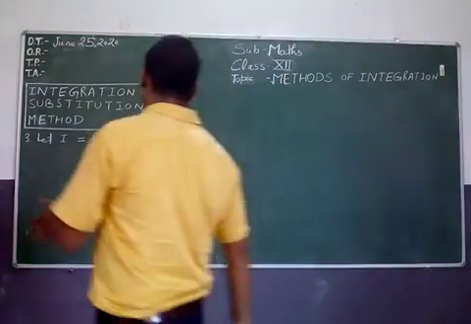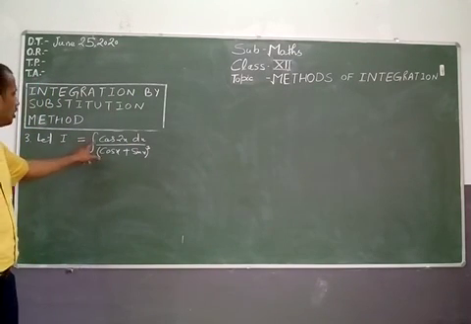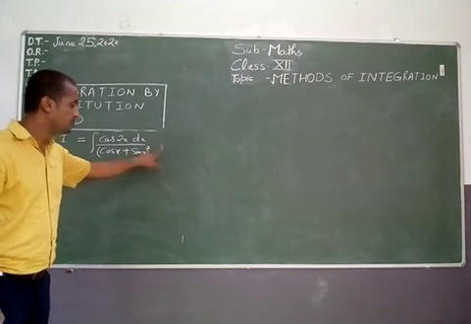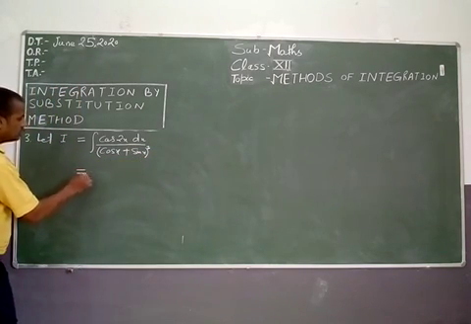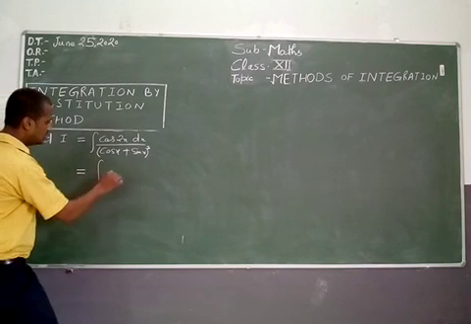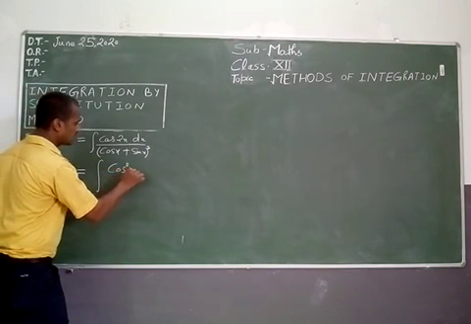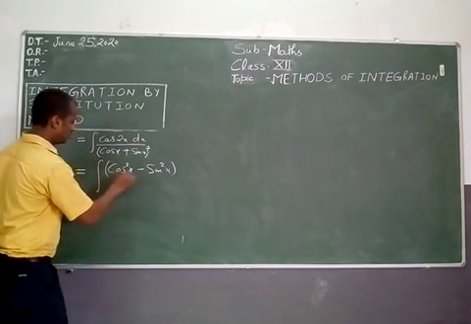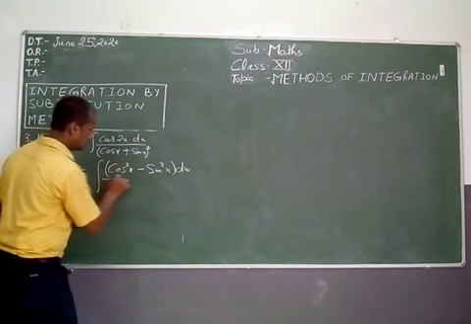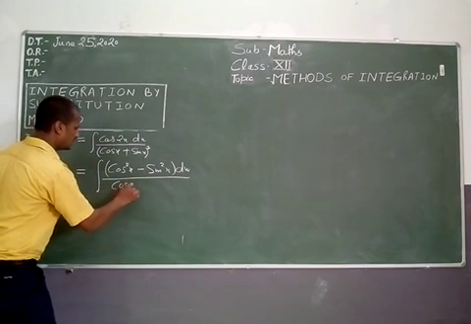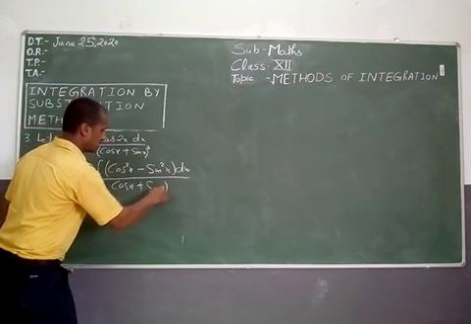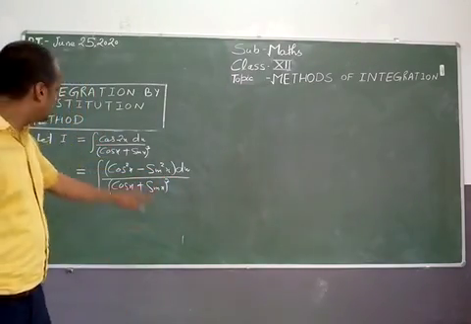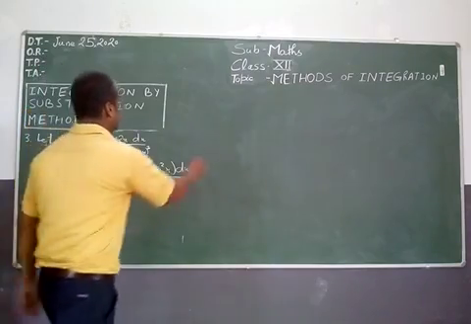Next example we have integrate the function in the form of cos 2x into dx upon cos x plus sin x whole square. We know that the identity of cos 2x is cos square x minus sin square x, we can write here, upon cos x plus sin x whole square. Cos square x minus sin square x is the identity of cos 2x. We can apply here.